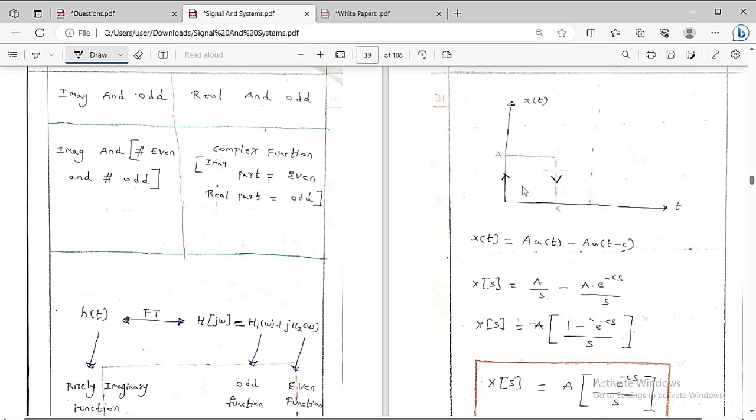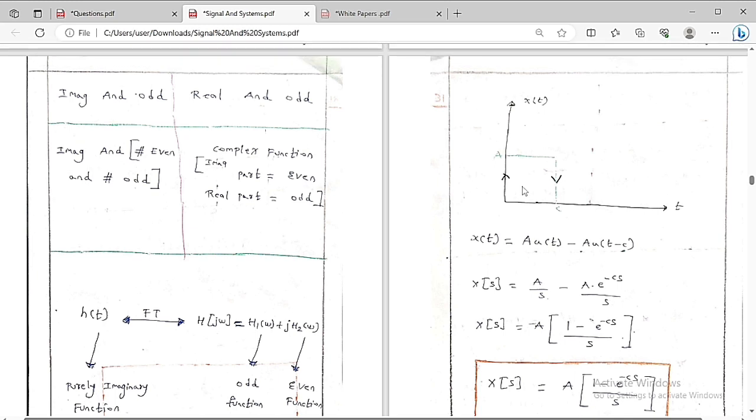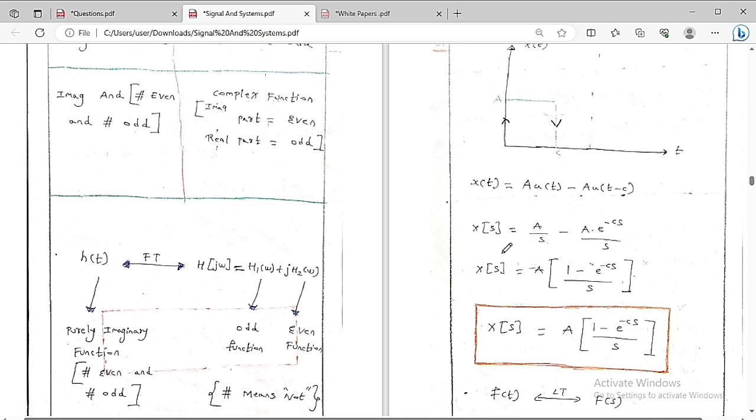As x of t consists only of steps, we can write it in terms of u of t, which is x of t equal to A into u of t minus A into u of t minus C. As you can see, a rise means plus A, a decay means minus A. Here it is u of t and it is u of t minus C. That's it. So x of t is equal to A into u of t minus A into u of t minus C. Now I am going to apply the Laplace transform.